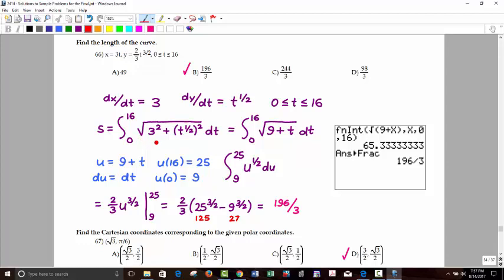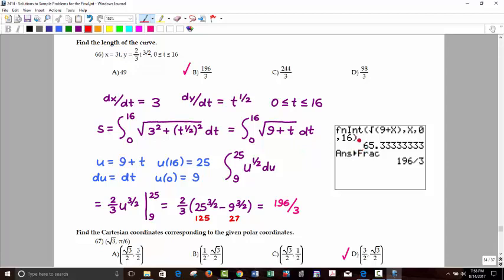Now these problems are designed, and they certainly would be on my test, so that the radicals, which can obviously cause issues when you're integrating, namely trig substitution, stuff like that, are designed to work themselves out to where they're generally going to be U substitution of some sort. So they're not designed to have that much difficulty. So 3 squared is 9. T to the 1/2 squared is just t. So you have the antiderivative of square root of 9 plus t from 0 to 16.